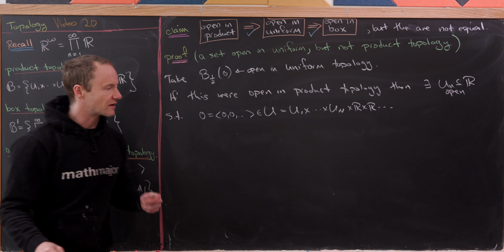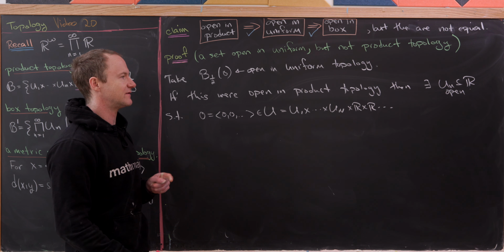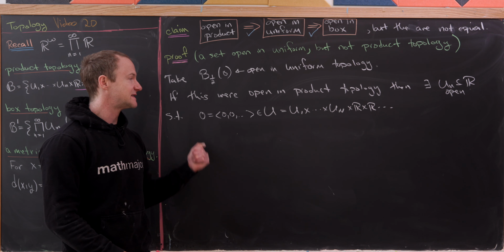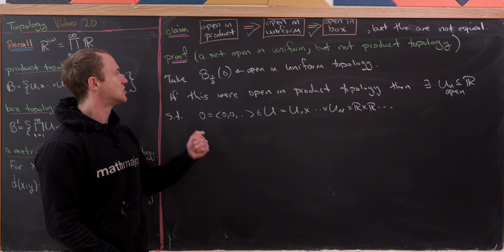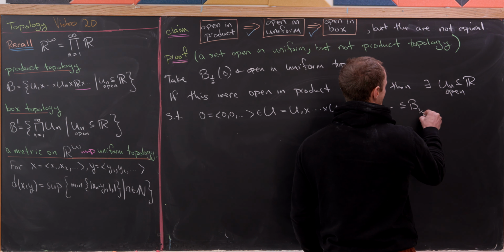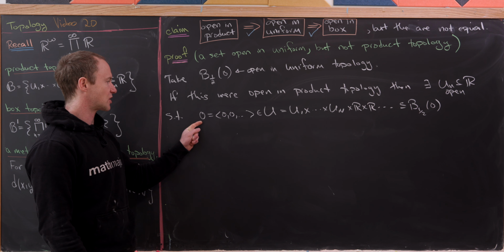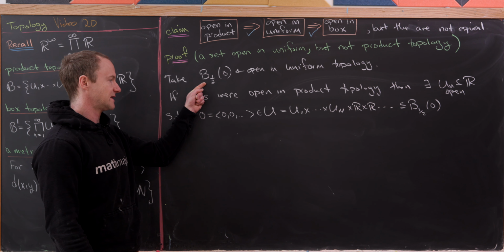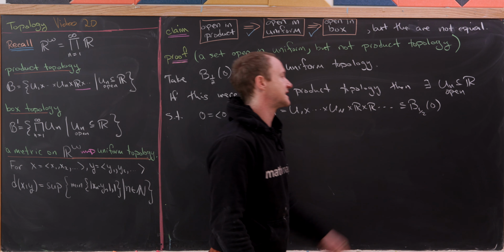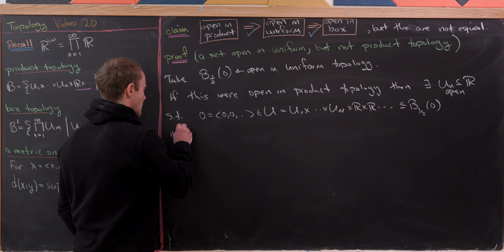Okay, so let's just reiterate what we've done here. If this were open in the product topology, then for every point inside of this open ball, we should be able to find a basis open set containing that point that is totally contained within this open ball. Okay, good. And that's essentially what we've done here. We took a point from our set, and then we said there was a basis open set containing this point, which is totally contained within our original set. But now let's note that this is going to fall apart immediately.